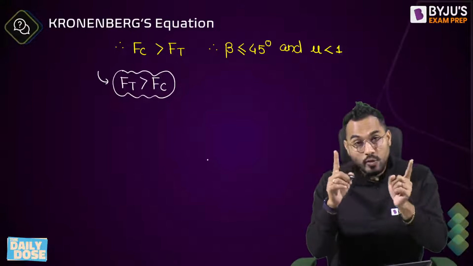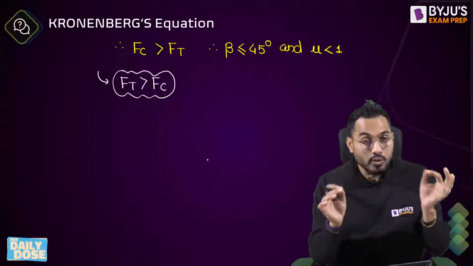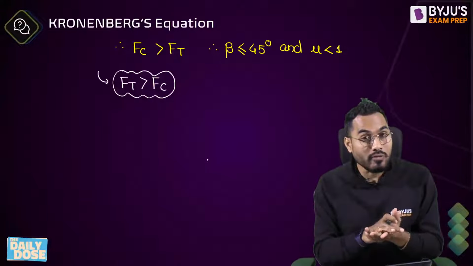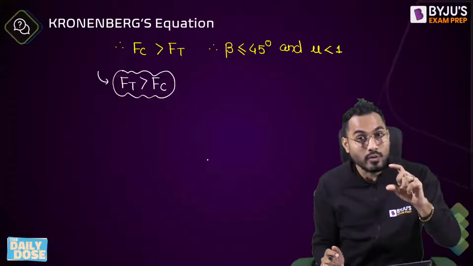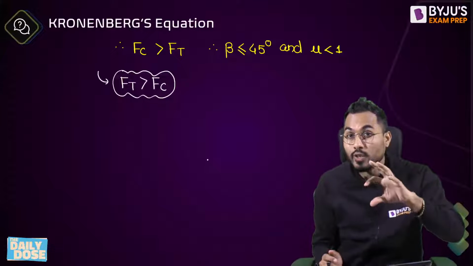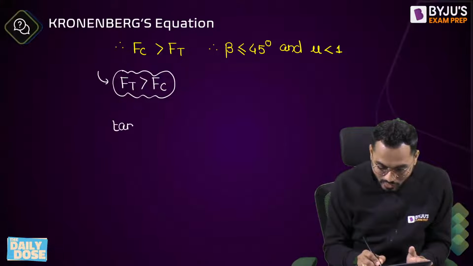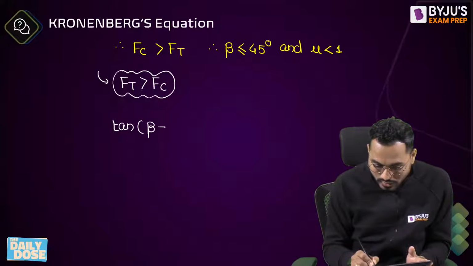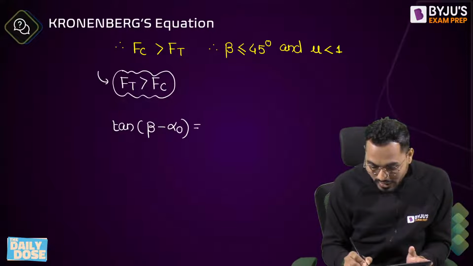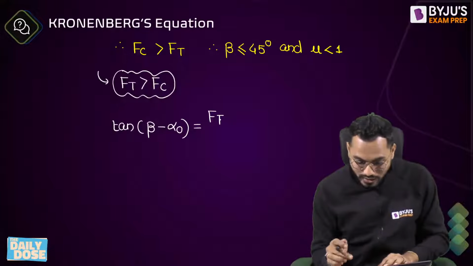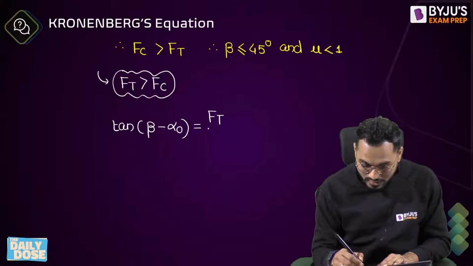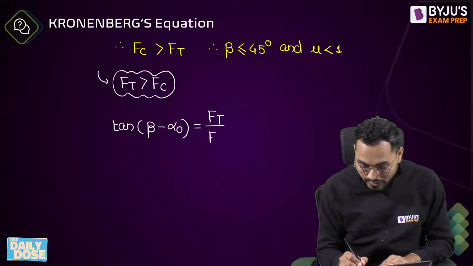And when the thrust force becomes greater than cutting force, if I use a conventional equation developed from the Merchant circle diagram to calculate the friction angle beta or coefficient of friction mu, what is that formula? That simple formula is tan of beta minus alpha 0 is exactly equal to Ft divided by Fc.